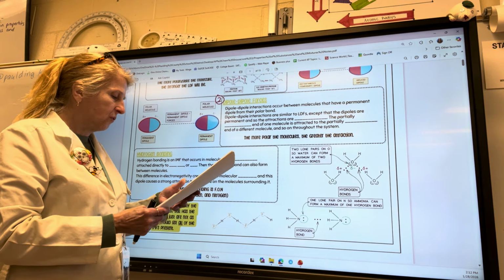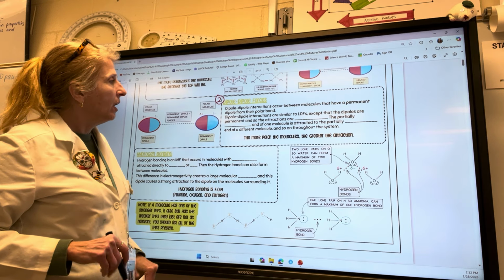Okay, so for the dipole, they are permanent, so the attractions are stronger than London dispersion. They are stronger. And how it works is that the positive end of one polar molecule is attracted to the negative end of the next one.